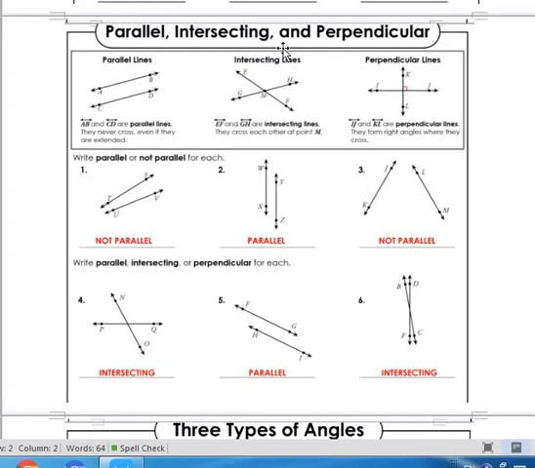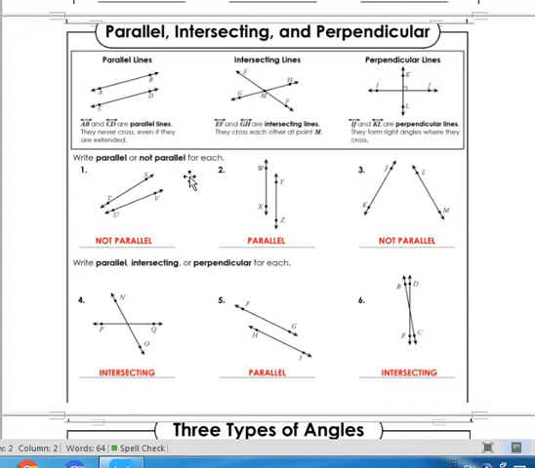Here I have intersecting lines. Line EF intersects line GH; they are intersecting lines. They cross each other at a point, here M. Perpendicular lines. Okay, here I have IJ and KL, which are perpendicular lines. They form right angles. Remember? They form right angles where they cross.